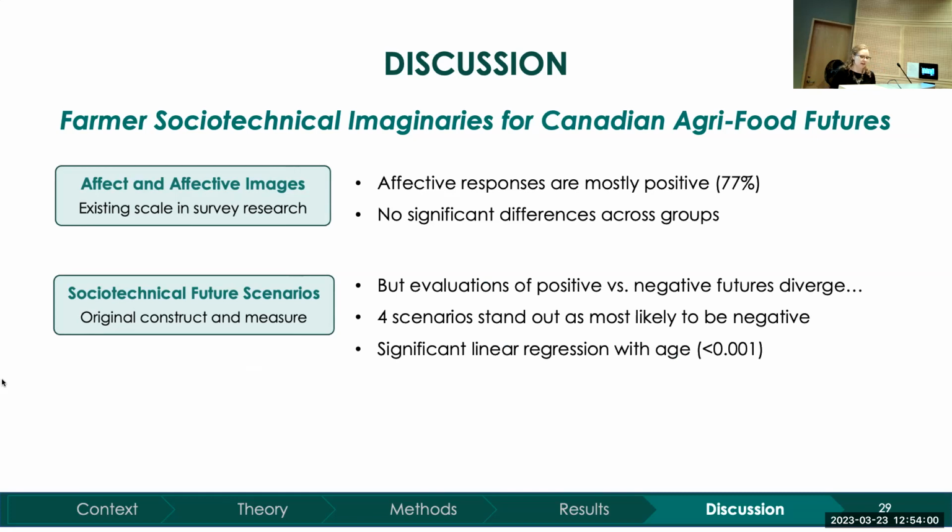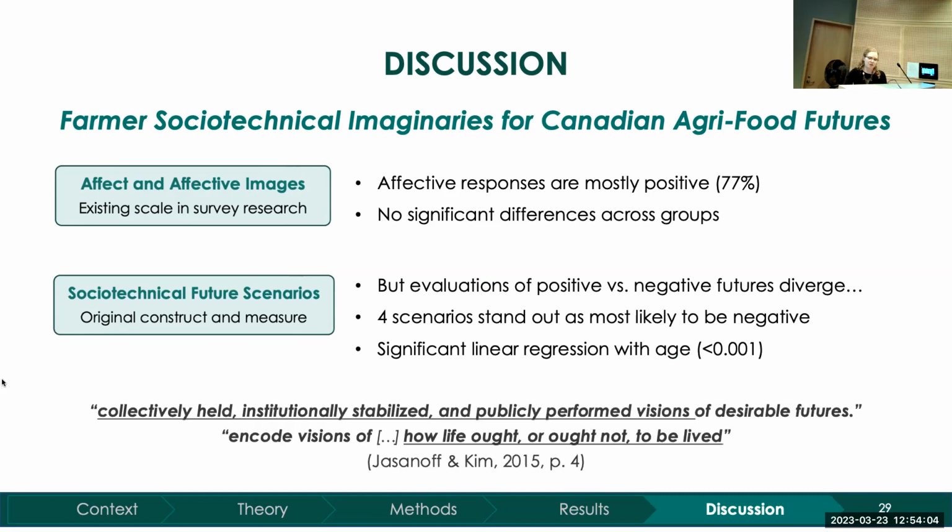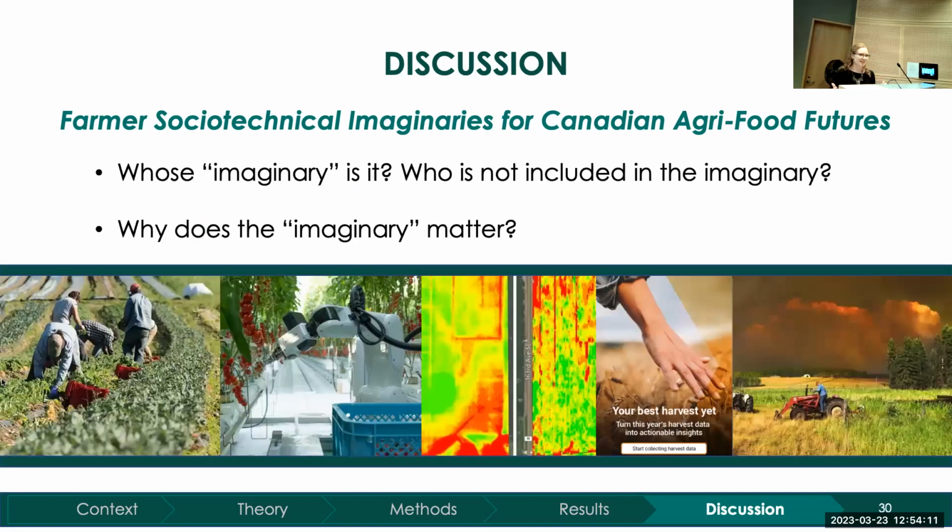And there's a significant linear regression result with age. And we view these as being collectively held. These imaginaries don't represent all farmers in Canada, but there are many things that we do have that are representative. It risks making us think that everyone feels this way, but the minorities also have powerful views, so we can talk about who's in those extreme categories.